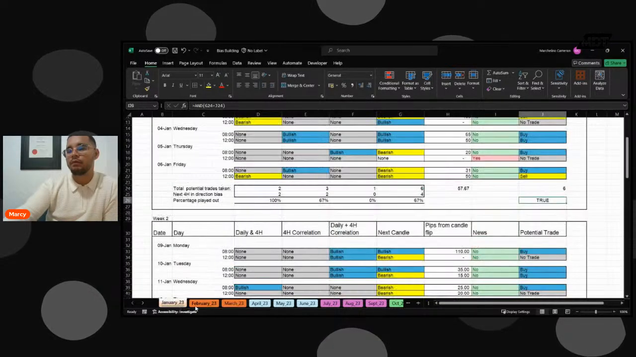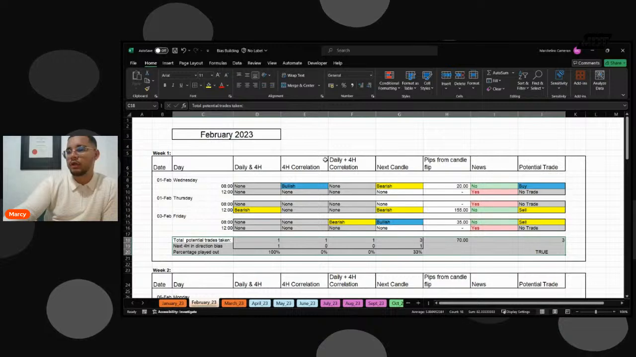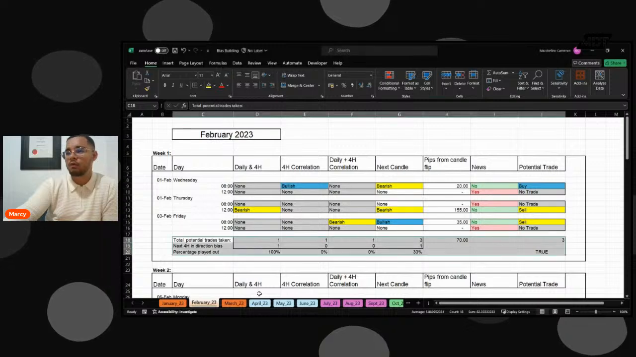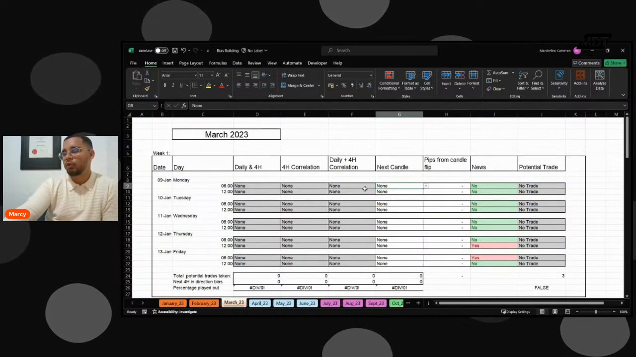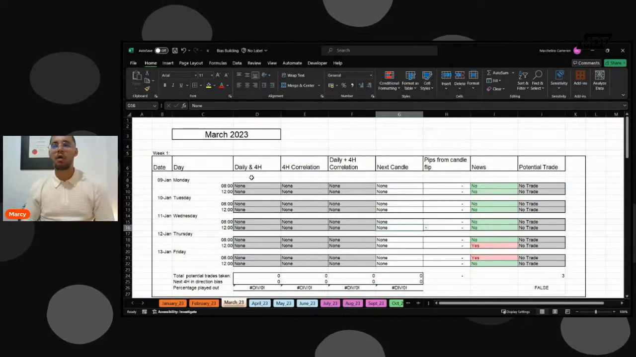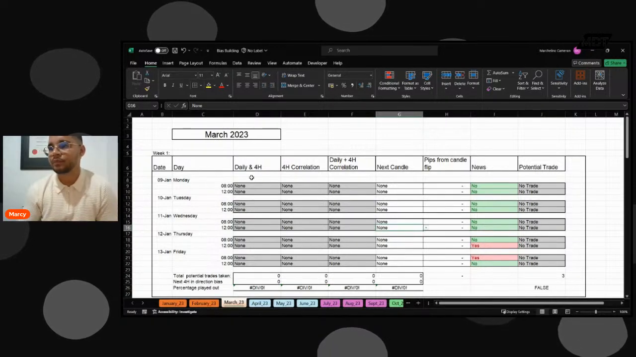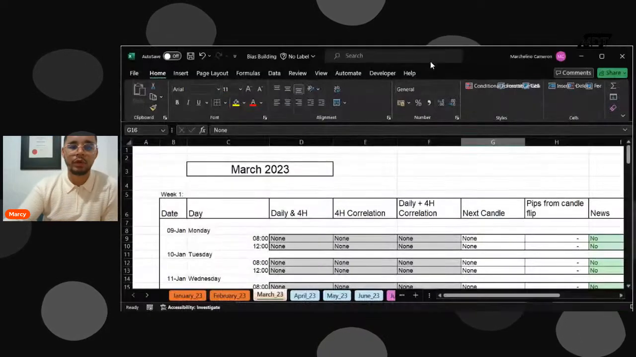So now January and February is done. The goal for today is to potentially get through at least half of March. So we need to get through at least half of March with regards to recording our information and data collecting. So without further ado, let's jump straight into it.